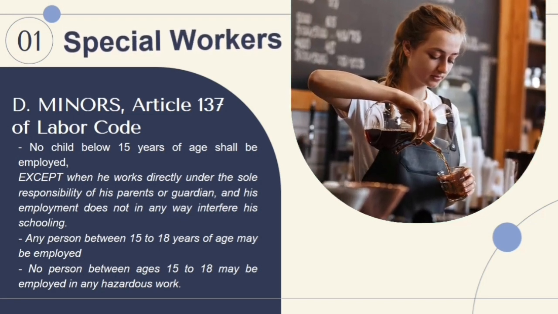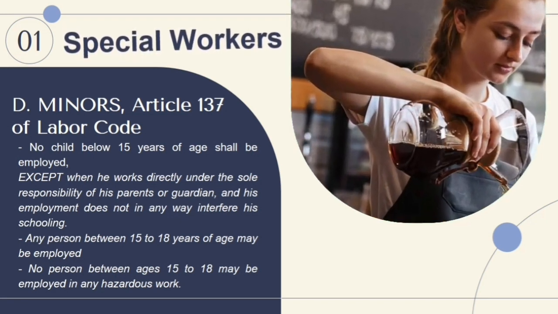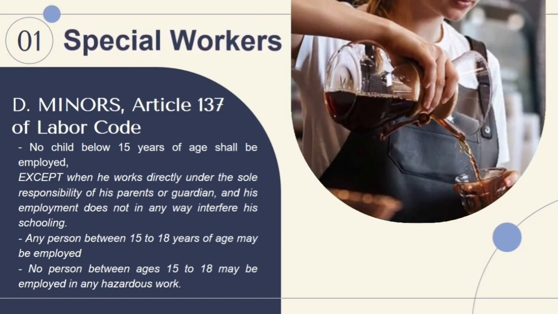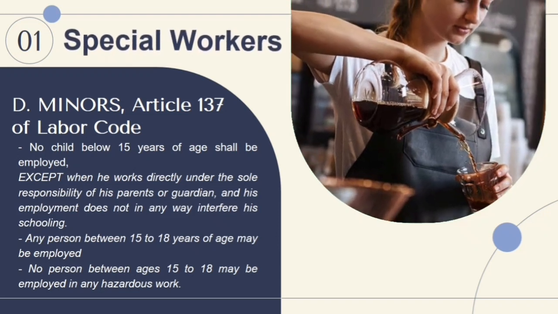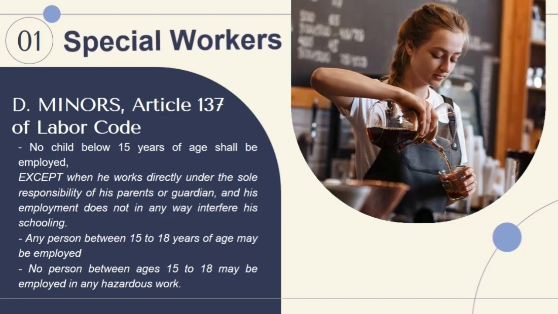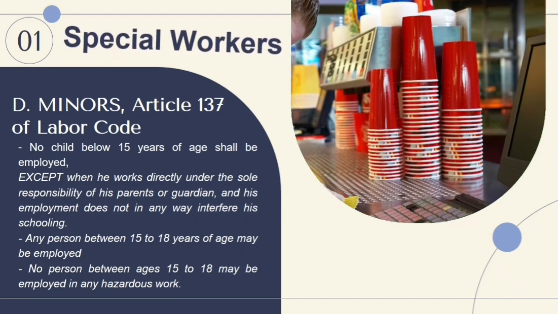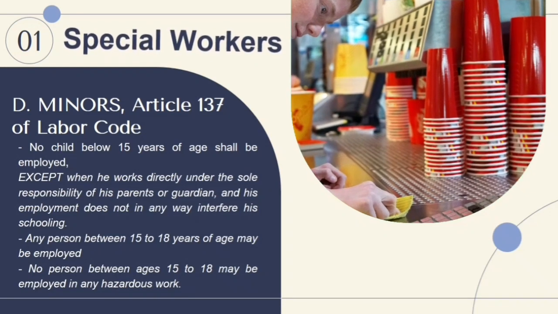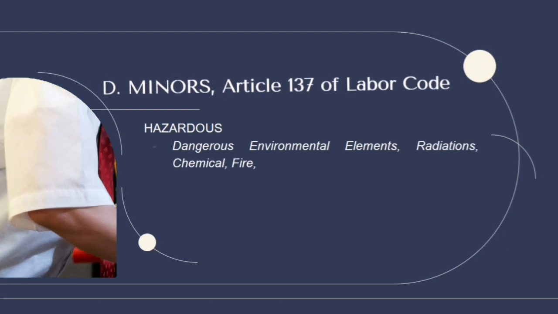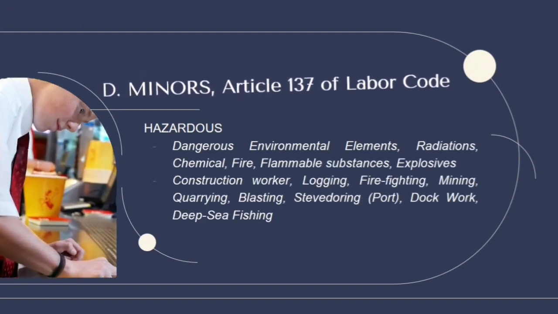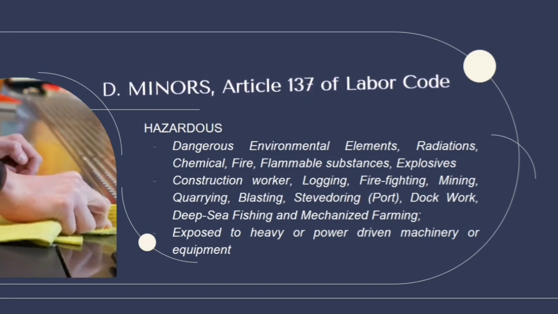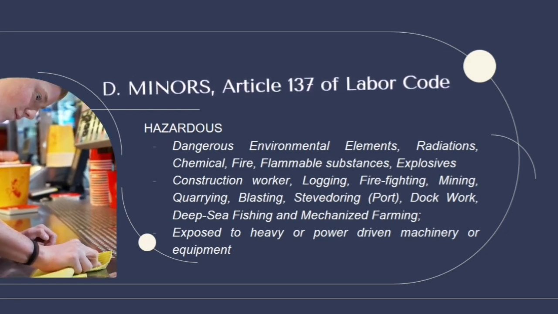So again, class, even if there is a provision under the code that a minor can be employed, still no person between the ages of 15 to 18 may be employed if the nature of work is seen to be hazardous. So again, class, this hazardous environment includes dangerous environmental elements or radiations or chemical or fire or flammable substances or explosives, no?